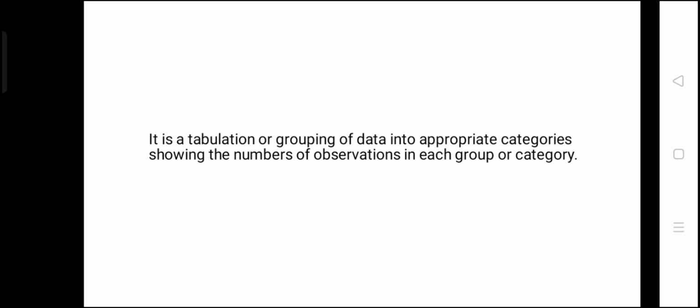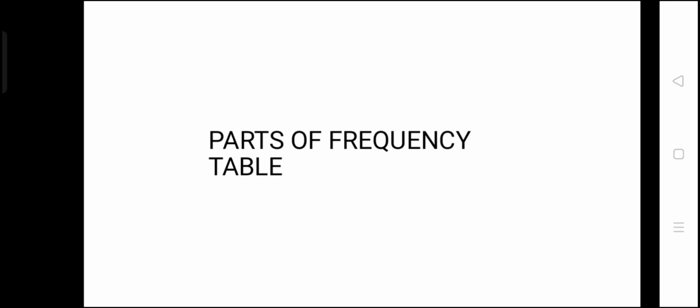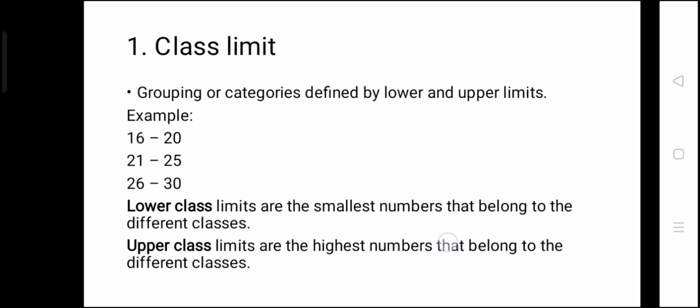Frequency distribution. So what is frequency distribution? It is a tabulation or grouping of data into appropriate categories, showing the numbers of observation in each group or category. Parts of frequency table.